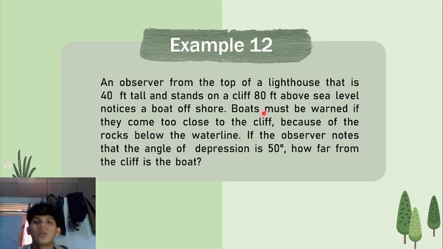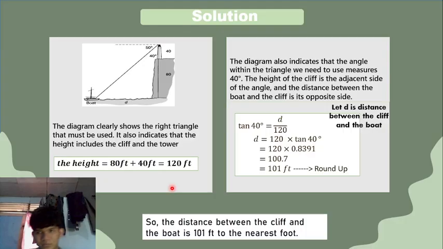An observer from the top of a lighthouse that is 40 feet tall and stands on a cliff 80 feet above sea level notices a boat offshore. Boats must be warned if they come too close to the cliff because of the rocks below the waterline. If the observer notes that the angle of depression is 50 degrees, how far from the cliff is the boat? Okay, let's see this illustration.